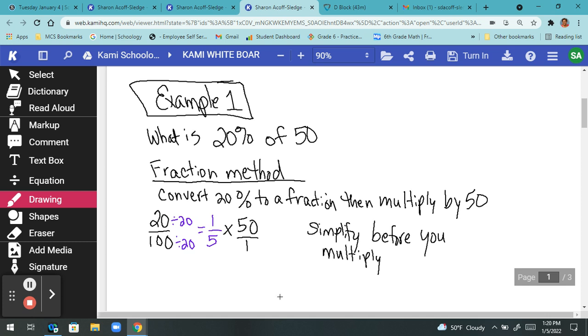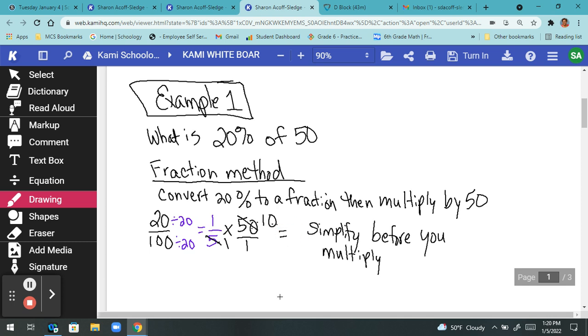Okay, so when you simplify before you multiply, if something in the numerator and the denominator are divisible by each other, you can go ahead and divide that out. So 50 divided by 5 is what? 10. So another one, look at 5. 5 goes into 5 one time, 5 goes into 50 10 times. So I can do 50 divided by 5 and put that 10 right there. Yes?